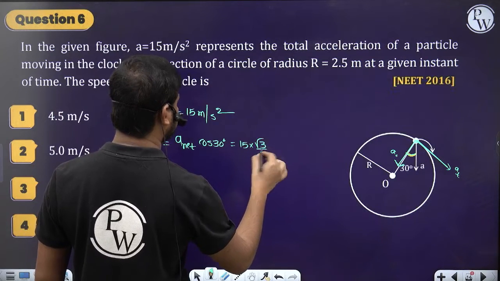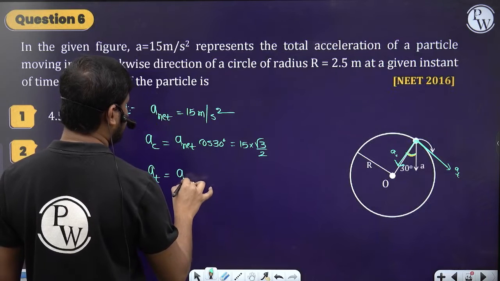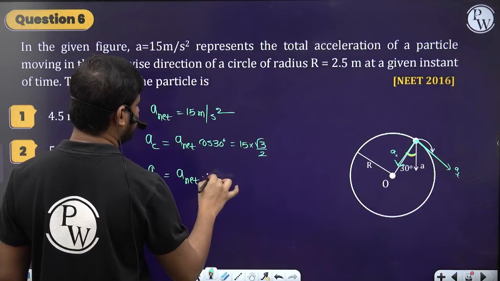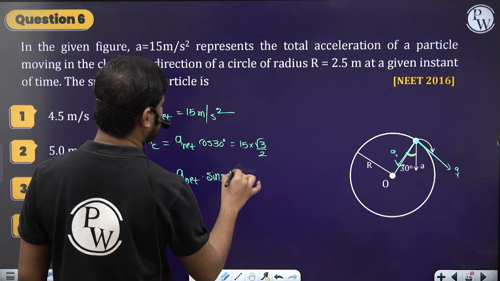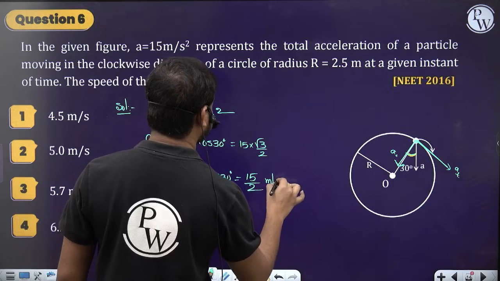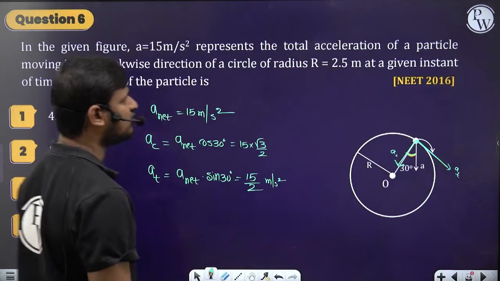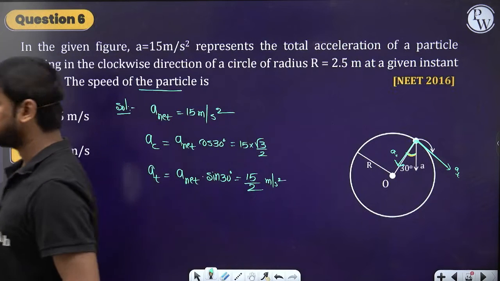And then AT, find the AT value, which is A net sin 30 degrees. A net is 15, sin 30 is 1 by 2. So this is 15 by 2 meter per second square. So we have got AC and we have got AT. Then we need the speed of the particle. Speed of the particle means we need V.